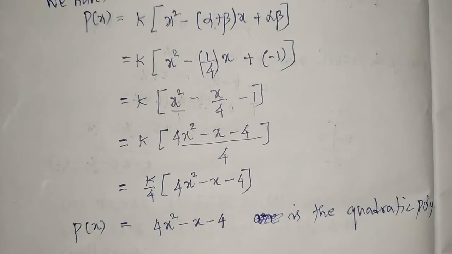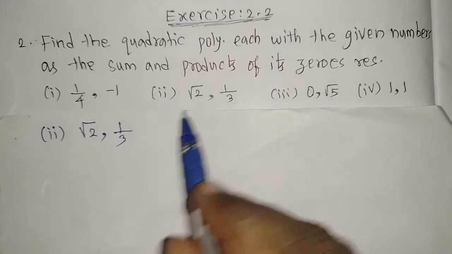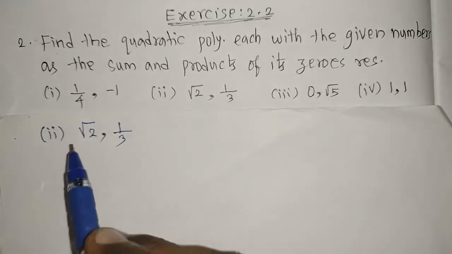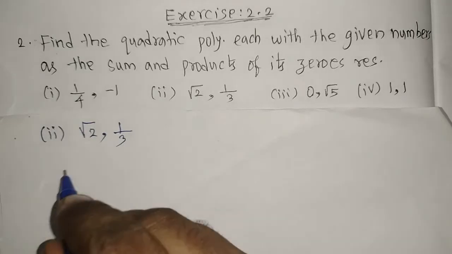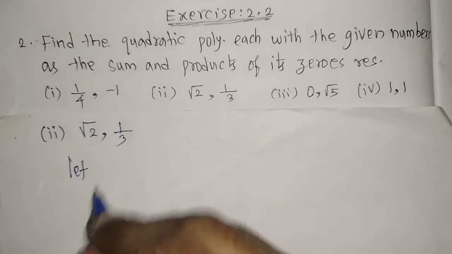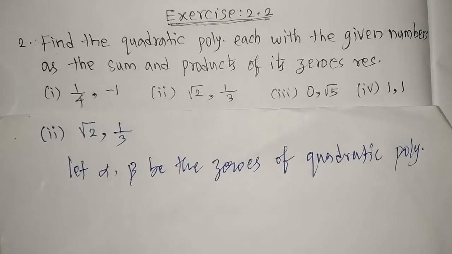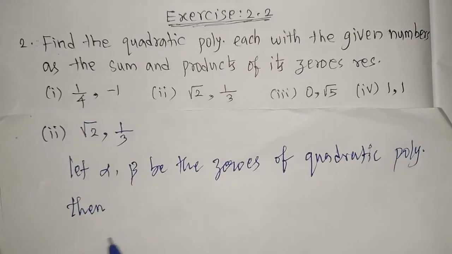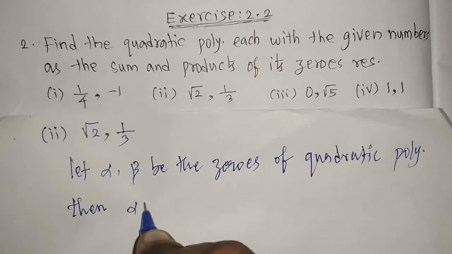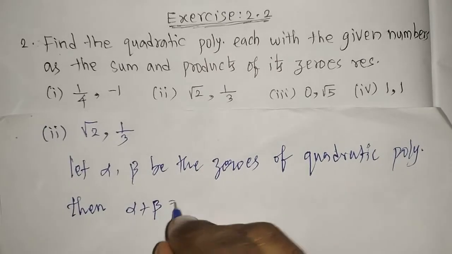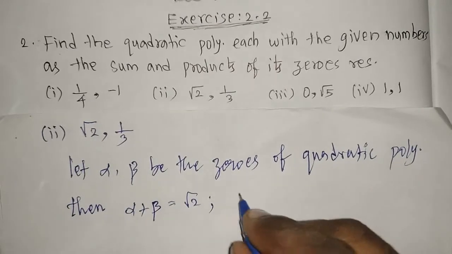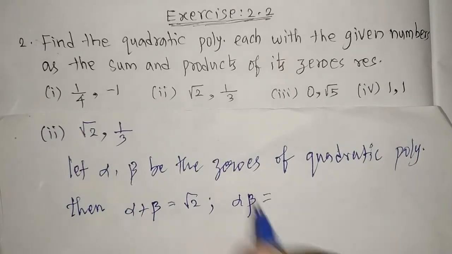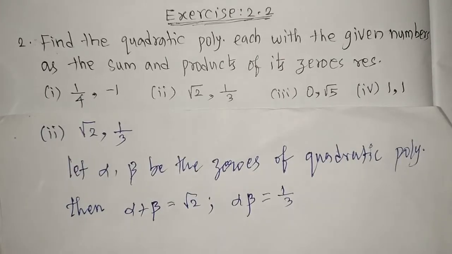Next we will go for the second question. Next I am taking the second question, root 2 comma 1 by 3. According to the question, this is the sum of zeros and this is the product of zeros. Now we have to take alpha and beta be the zeros of the quadratic polynomial. After taking this, what will happen? Alpha plus beta, that is the sum of zeros, is equal to root 2. Likewise, the product of zeros, what they gave, 1 by 3. Now we need to use the formula.